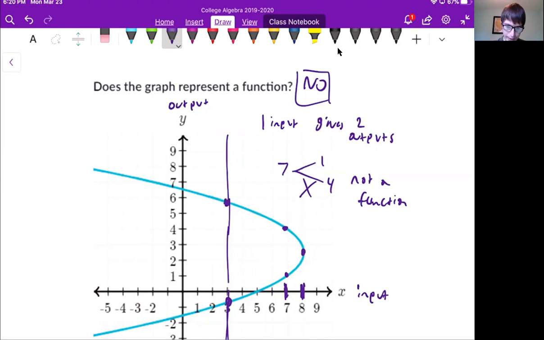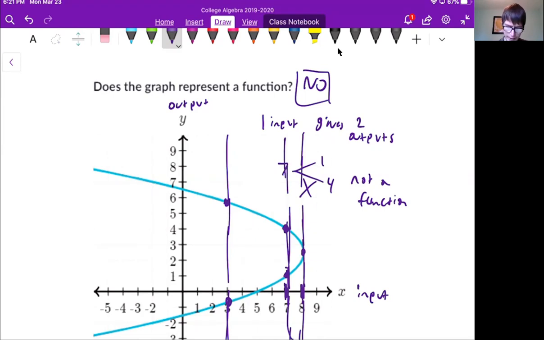And over at 7, if you draw a vertical line down here, it hits 1 and 4. So that also is not a function. The vertical line test shows this is not a function. Even though if I drew a vertical line at 8, it would kind of work. It only hits 1 point. When I draw a vertical line and it hits 2 points, then there's a problem.